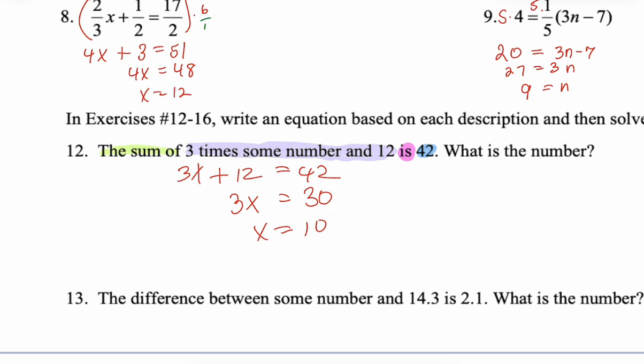And you didn't have to call it X. Sometimes I've seen, since they call it a number, people use N. That's okay. You can use whatever variable. If they haven't specified, make the variable you want. Everybody good with 12?